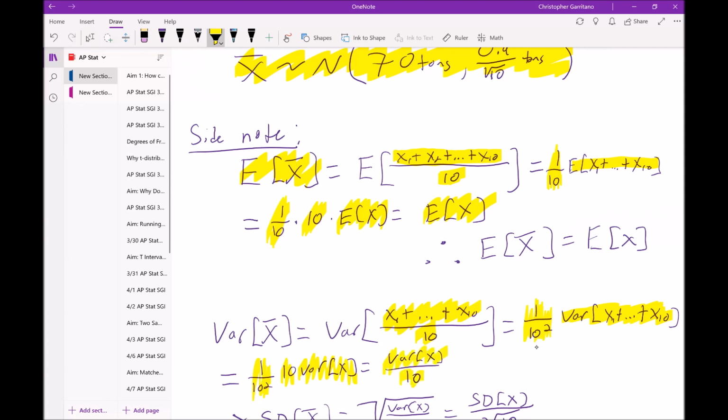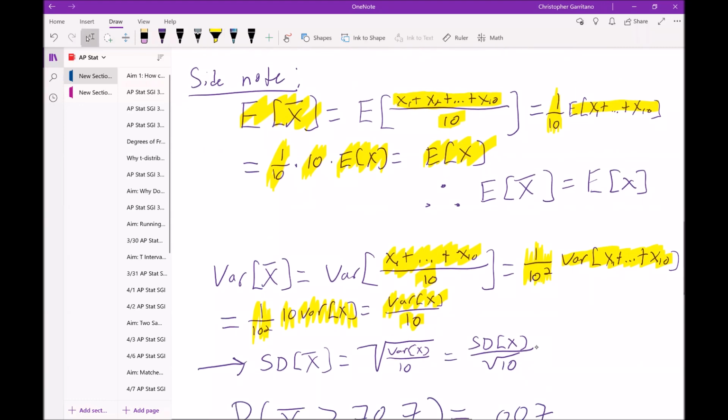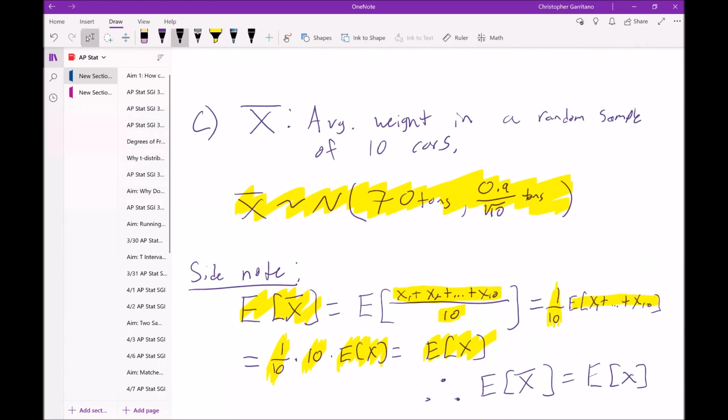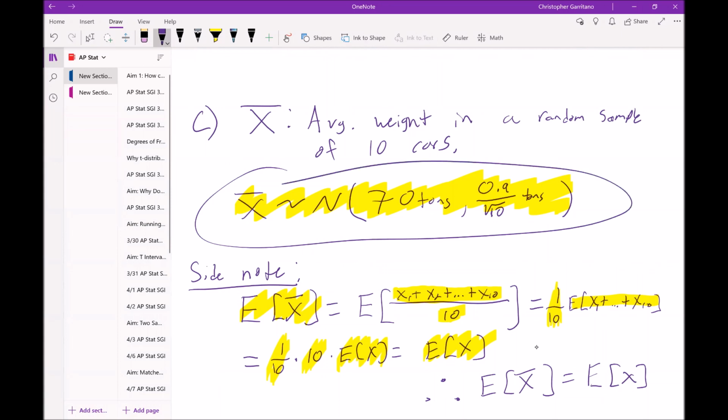Now that's the variance of x bar, but I want the standard deviation of x bar, so I'm going to take the square root of both sides. The standard deviation of x bar is then equal to the radical of the variance of x over 10, which of course simplifies to the standard deviation of x over radical 10. All right, so that's the derivation of this fact right here.